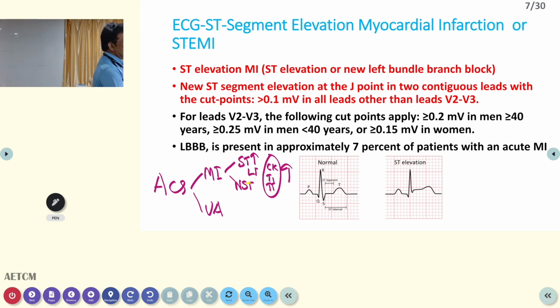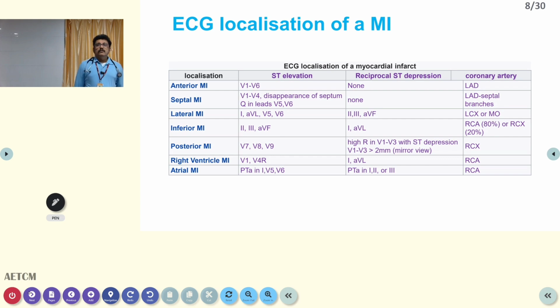So LBBB is also considered here as an MI diagnostic criterion, especially when LBBB is new and associated with elevated cardiac enzymes. So whatever may be the ECG change, cardiac enzyme elevation has to be there to diagnose myocardial injury and cell death. Now, when you're taking an ECG, you can actually make out which coronary artery is involved by seeing this chart. Wherever there is ST segment elevation, you can make a diagnosis of myocardial infarction in that artery's territory.